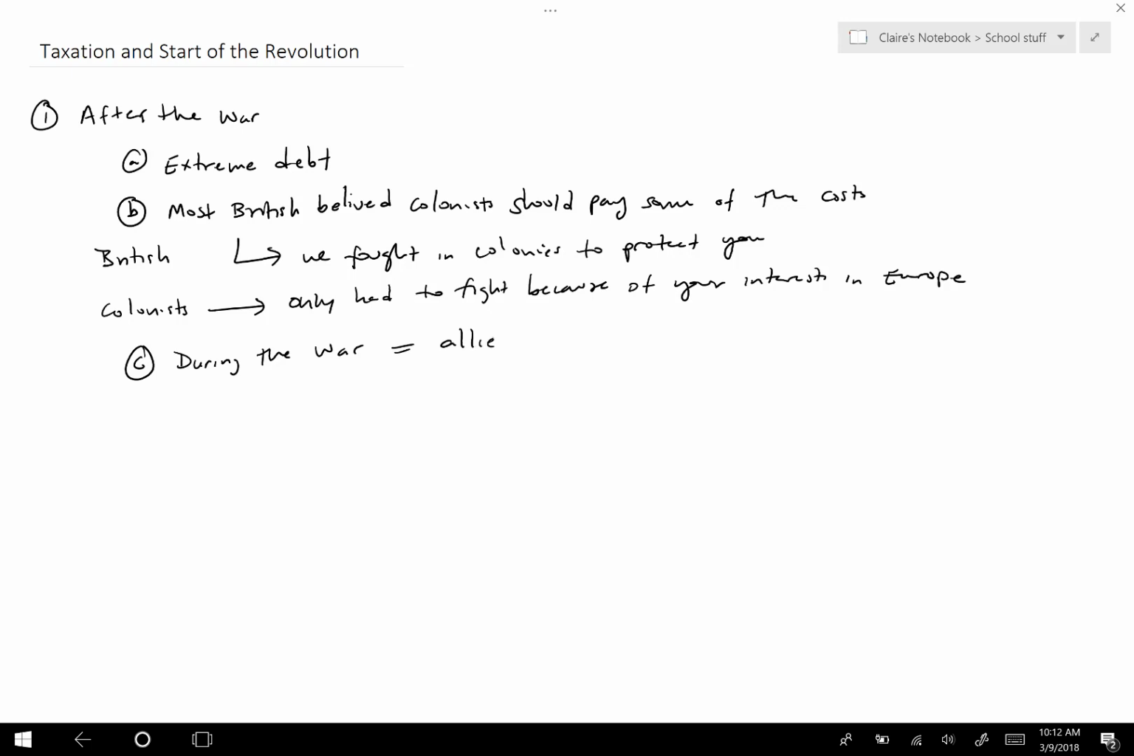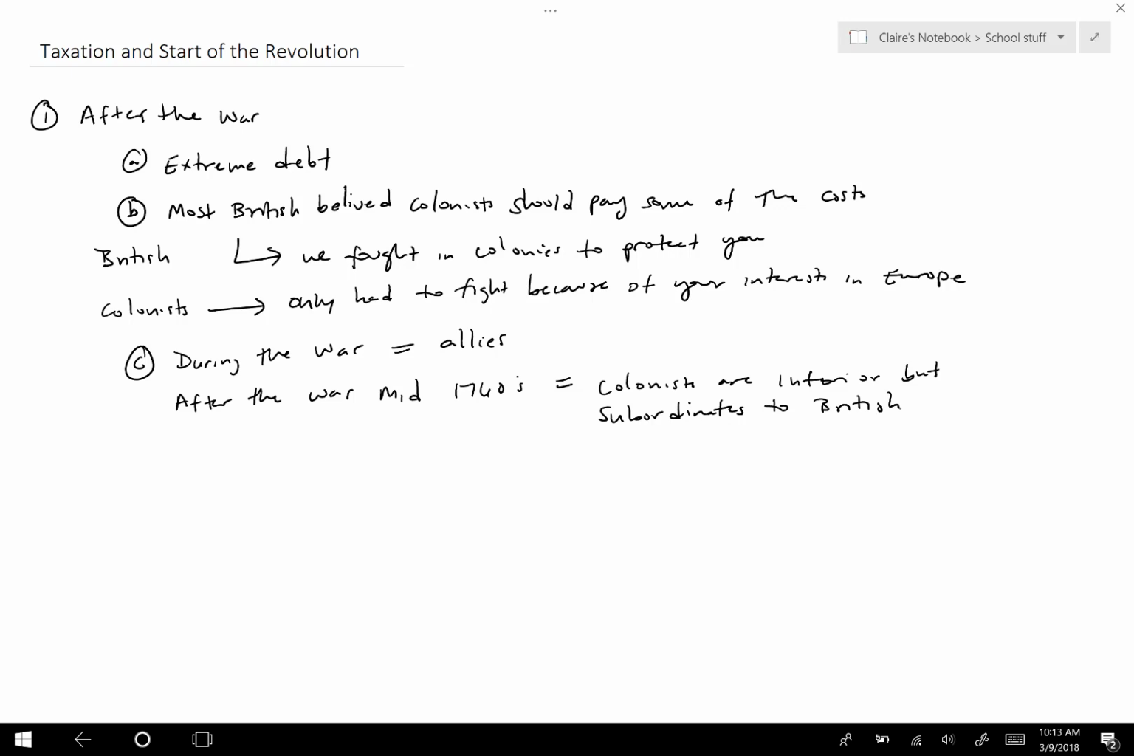We're allies. After the war, by the mid 1760s, so it wasn't right after the war, but around the mid 1760s, it was now colonists are not only inferior, but subordinates to British. Again, this separation of that.